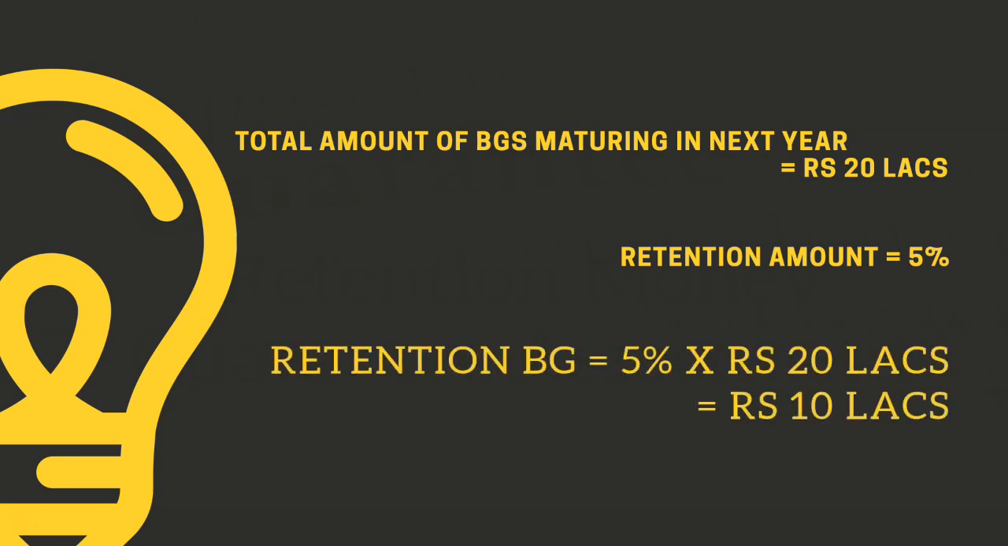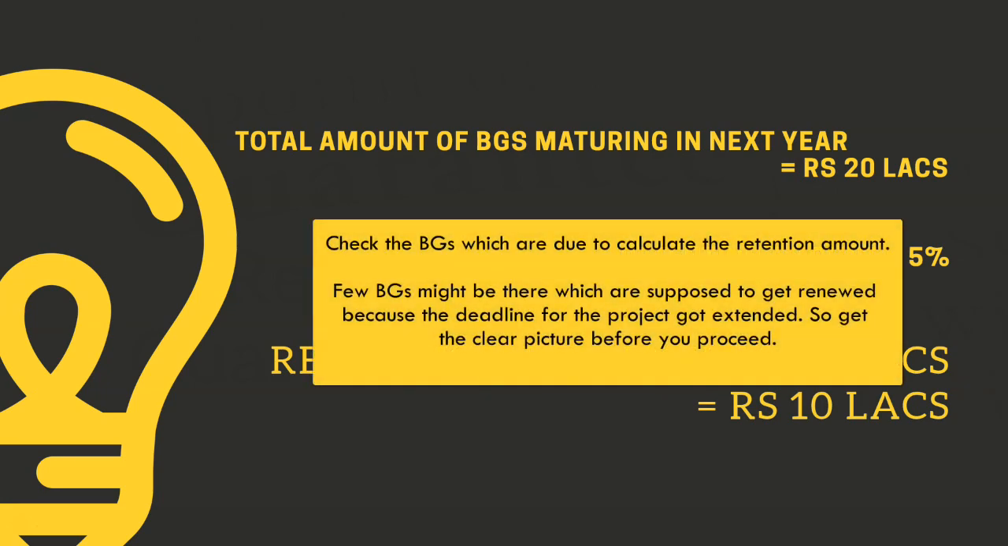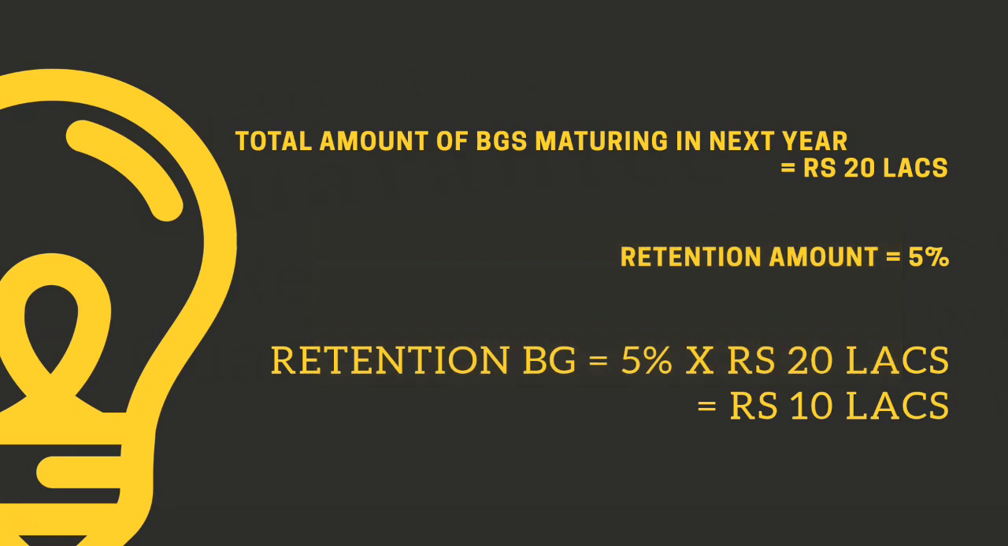Check the BGs which are due to mature yourself and calculate manually. The company people will give you their figures, but it's advisable to cross-check due to obvious reasons. Few BGs might be there which are supposed to get renewed because the deadline for the project got extended. So get the clear picture before you proceed.